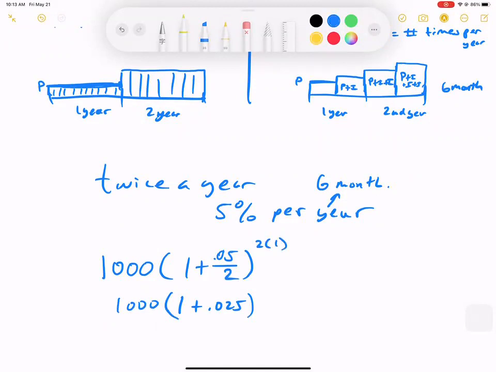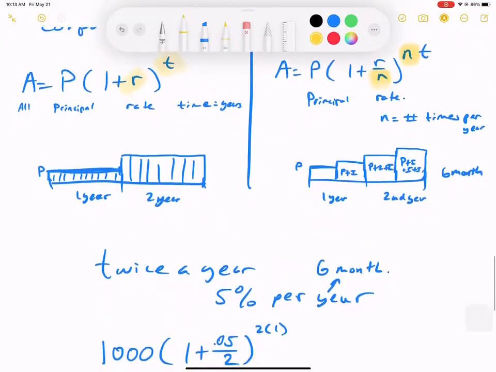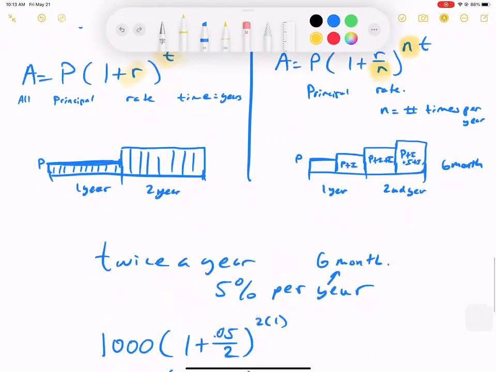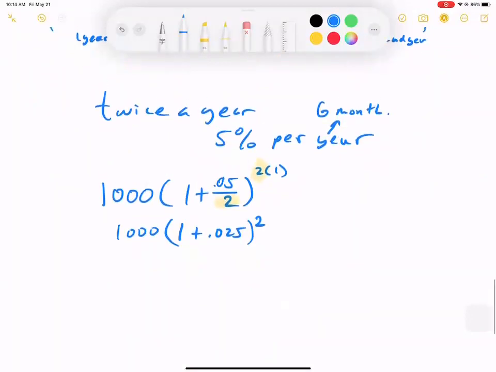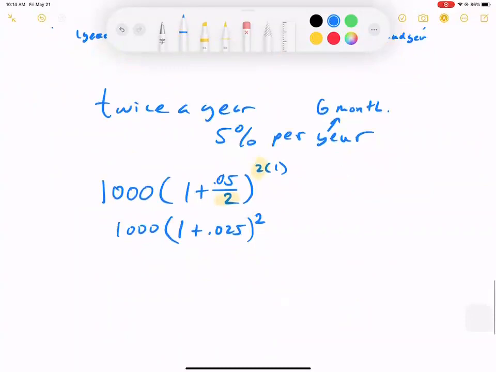Let's go take a look. Looking at my original example here, the n is on the exponent and is on the denominator there. Okay, so this is where the n goes. And I want to simplify this for you so you guys can see that this is actually the same equation. 2 times 1 becomes 2. So let's read what happens here. I pay you not 5%. I'm paying you 0.025, even smaller. But guess what? Instead of only paying you once a year, I'm paying you twice a year now.